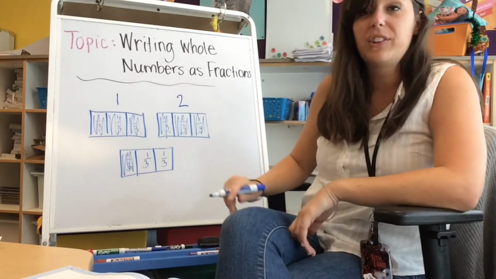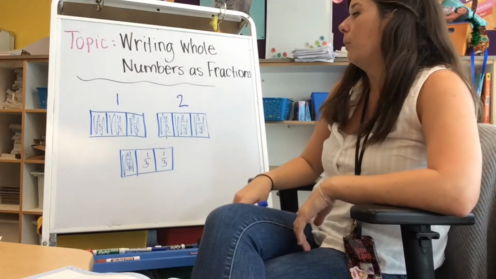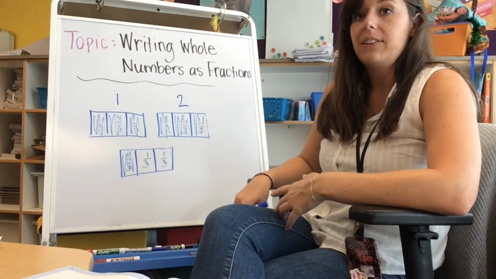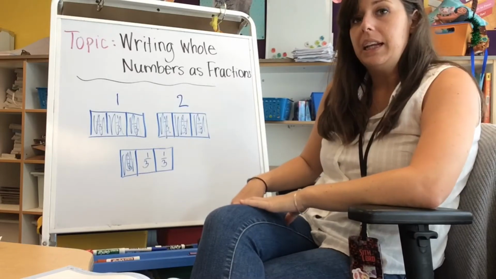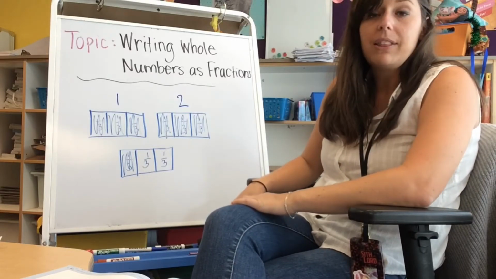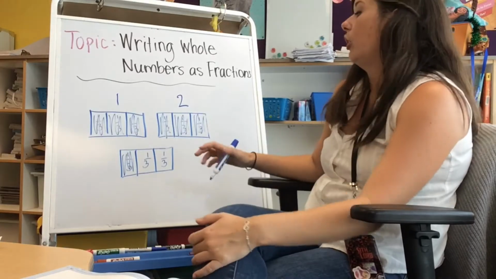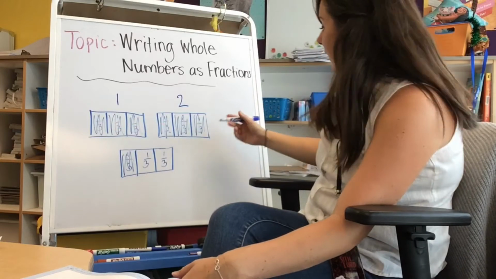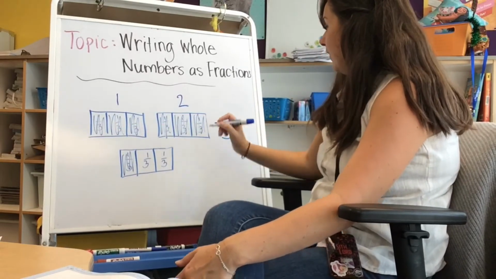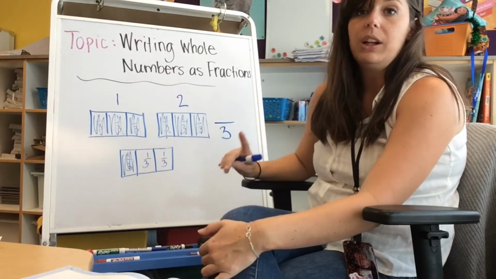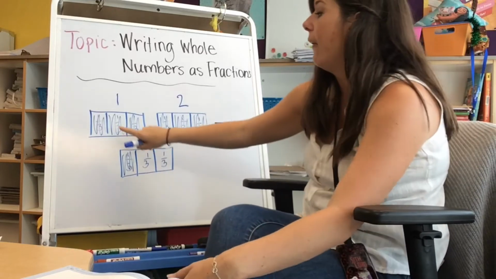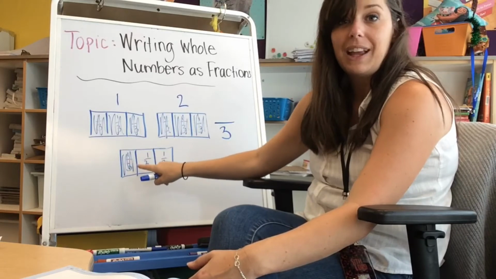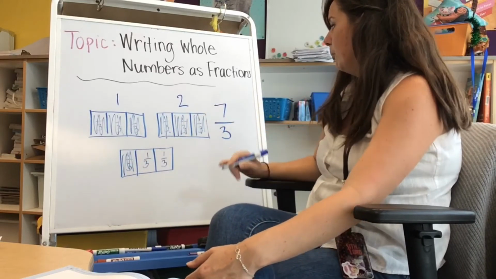But wait, there's some that aren't used up. So we have to also be able to write this as a fraction. If I look at this and I'm asking you how many is shaded in, I could write this as a fraction still. I know that 1 whole is cut into 3 pieces. So again, 3 is still my denominator, but now I'm only counting the shaded in part. So if I do that, I count 1, 2, 3, 4, 5, 6, 7. So now 7 is going to go up on the top.